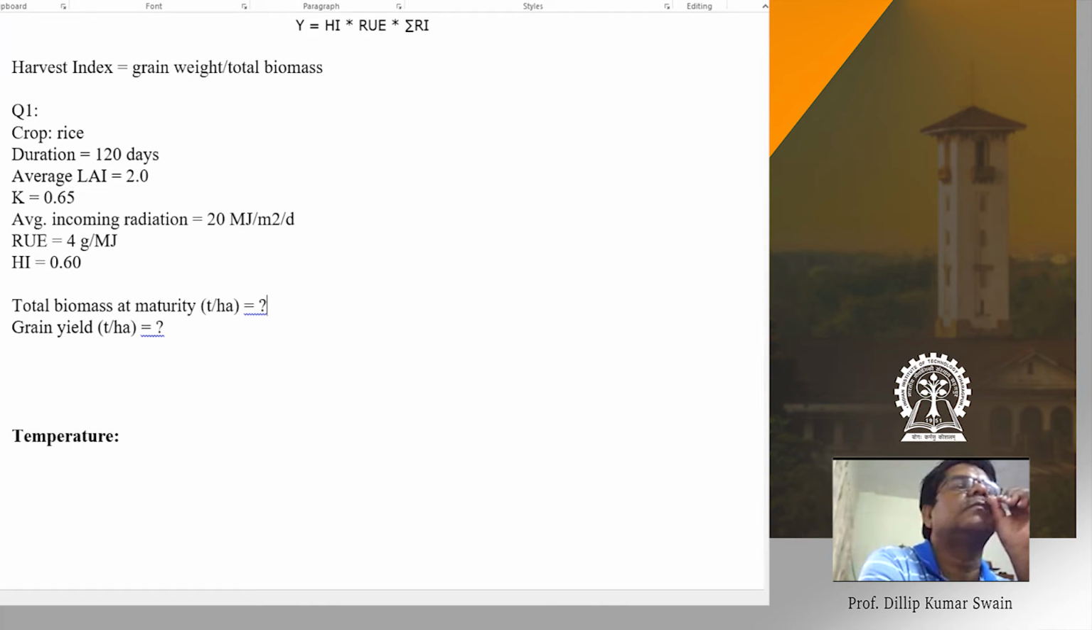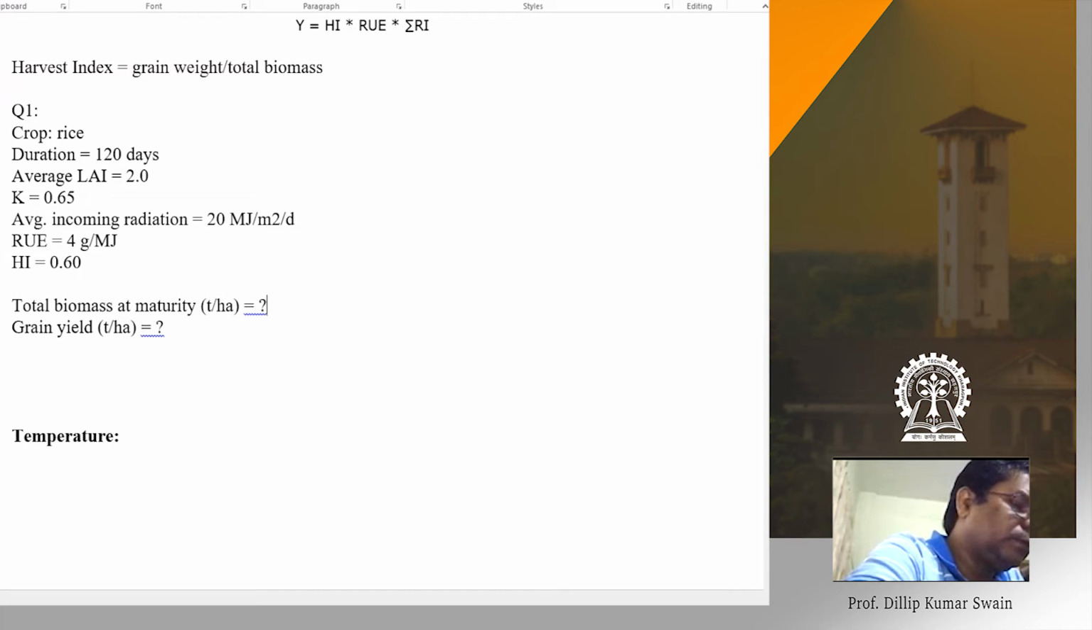So biomass is 13.08. Yes, please. Biomass is 13.08. Can you recheck? Okay, I'm noting down. 13.08 tons per hectare, right? 13.08 what? Tons per hectare.